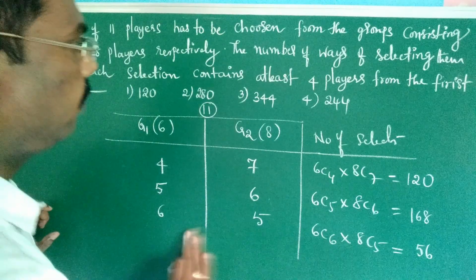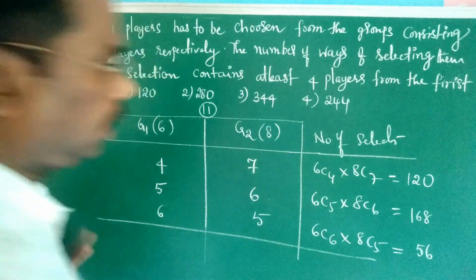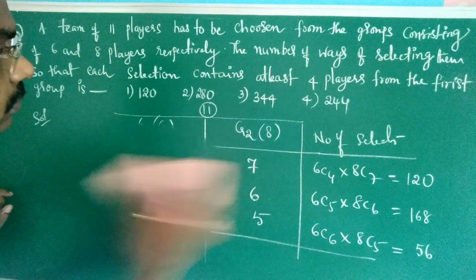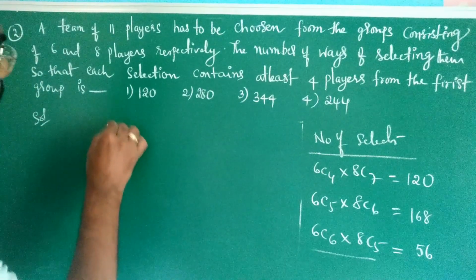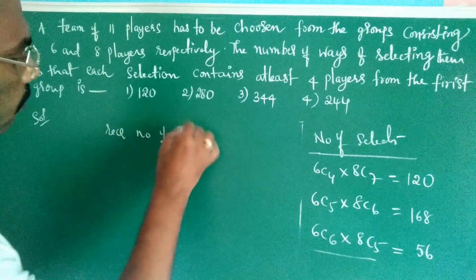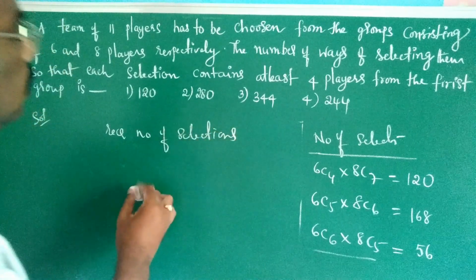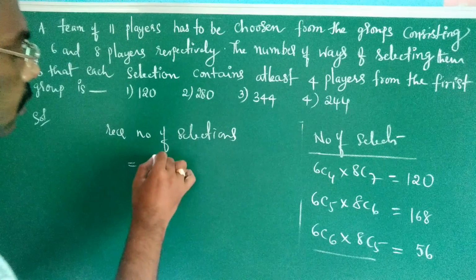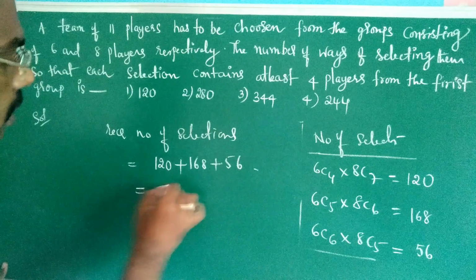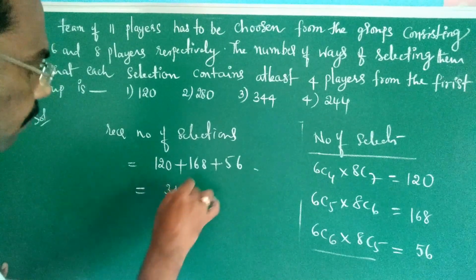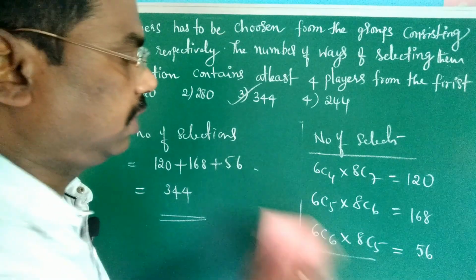Therefore, the required number of selections is equal to 120 plus 168 plus 56, which is equal to 344. Therefore, option 3 is the correct one.